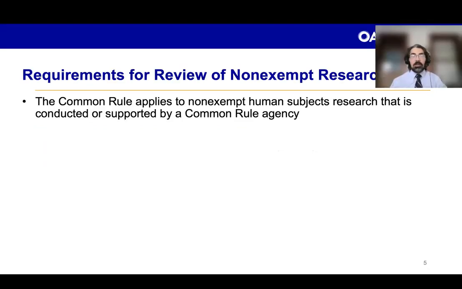The Common Rule establishes regulatory requirements for non-exempt human subjects research that is conducted or supported by a Common Rule agency. Please note that funding is a type of support. So you can say something like, since this research is funded by the NIH, the Common Rule applies. But please be aware that grant money changing hands is not the only activity that brings research under the purview of the regulations. If the research is conducted by a Common Rule agency, say the Department of Defense, then these regulations apply even if no money changes hands.